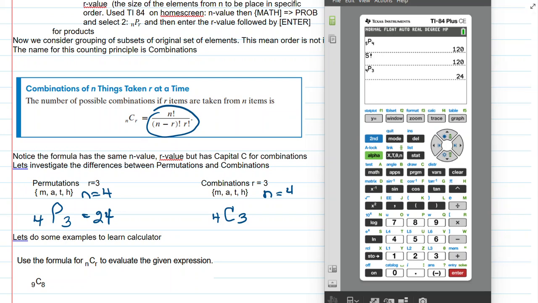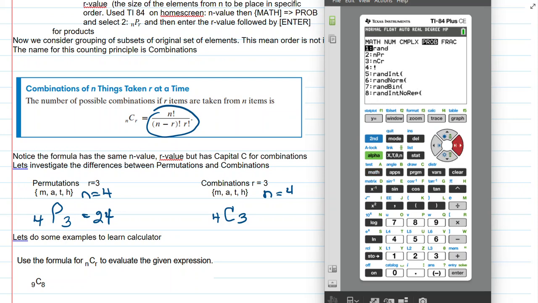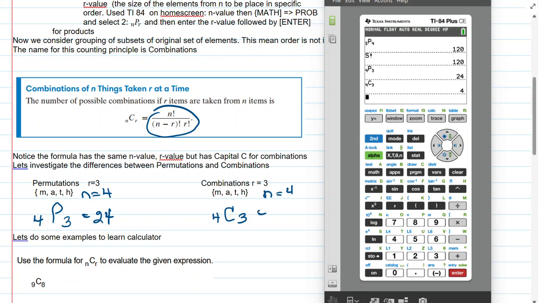Now we're going to do the combination, 4, math, PROB, and we're going to do number 3 and choose 3. And we're going to get 4. Notice that this is usually larger than this, because in doing subsets of a set in combinations, we don't have to worry about A, B, C, and so on and so on. All we have to worry about is that the letters are unique within that grouping.